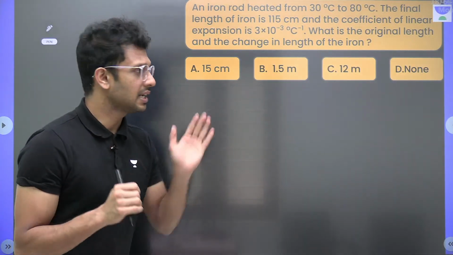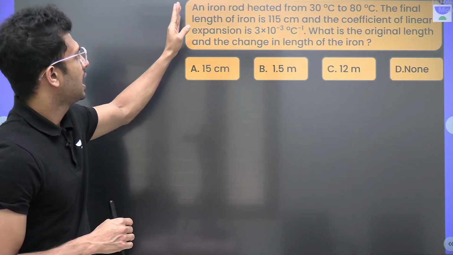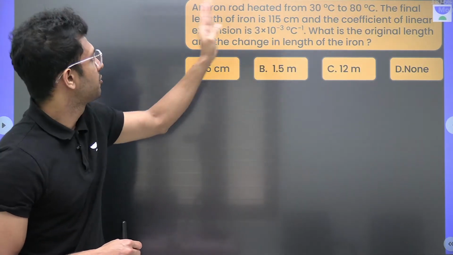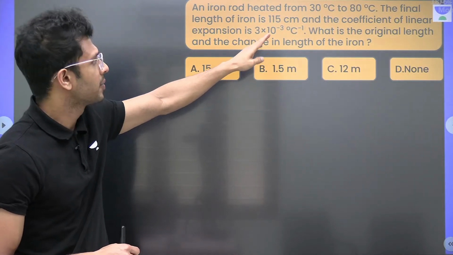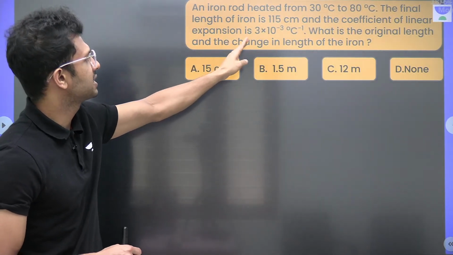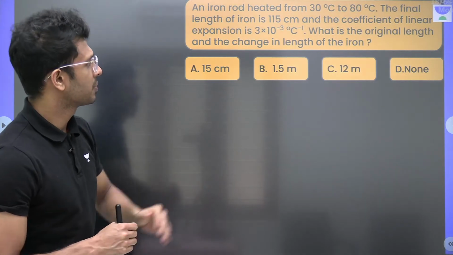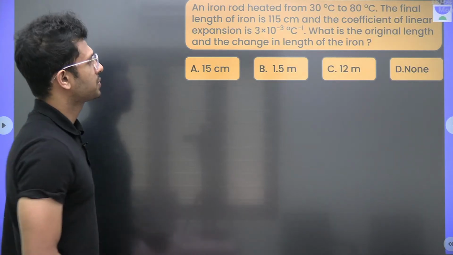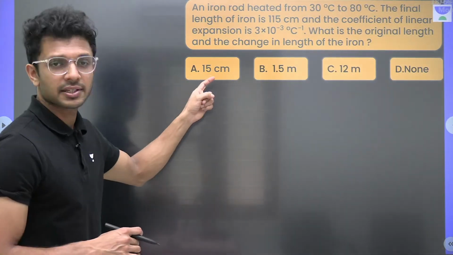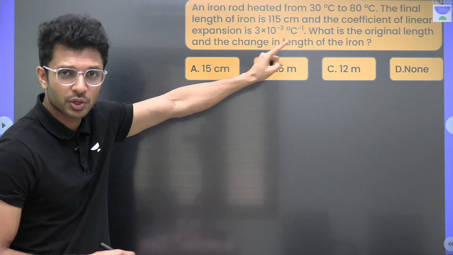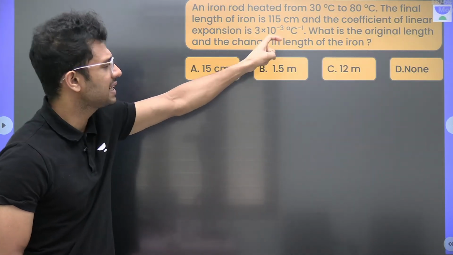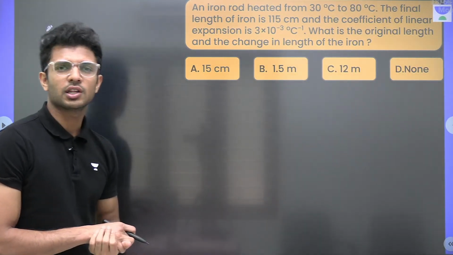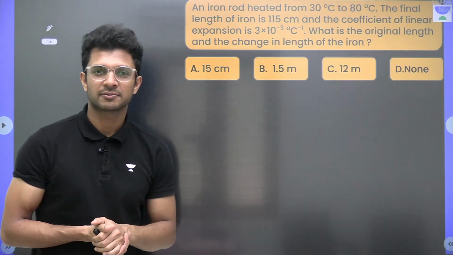Complete किया everyone? I'll just read the question for everyone of you. देख ले. An iron rod heated from 30 to 80. The final length of the iron is 115 and the coefficient of linear expansion is 3 into 10 power minus 3. Okay. What is the original length and the change in length of the iron? The options are given for the change in length. Okay, options are not given for the original length. Options are given for the change in length of iron. ठीक है? So you can just have a look at all the 4 options, find out which one was your correct one.